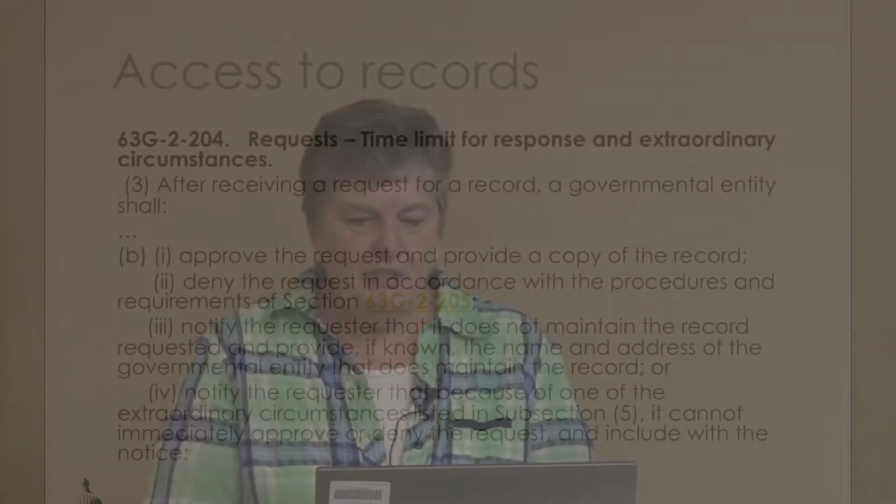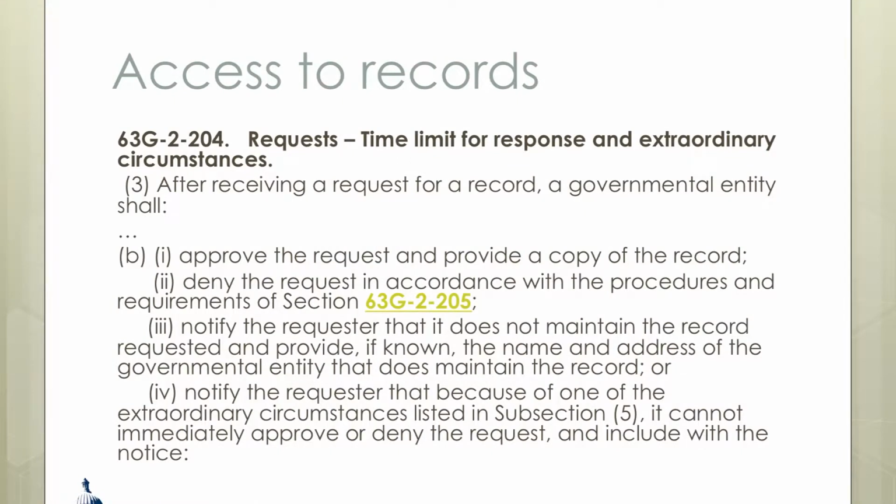I just want to emphasize this: notifying the requester that you don't maintain the record is a separate response from denying access. The second one is you can deny access in accordance with the procedures. So what happens if you say, I don't have this record, therefore I deny it, and you can appeal? It gets kind of messy that way.